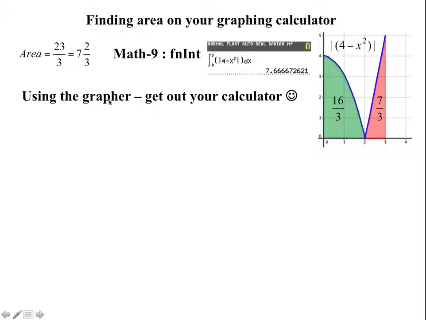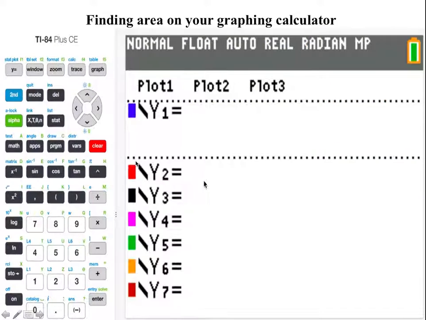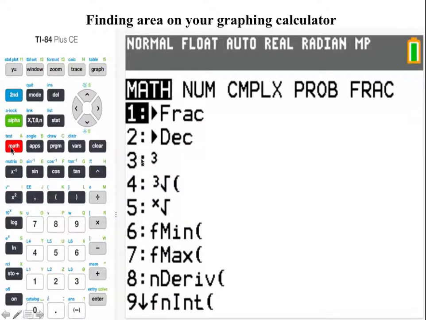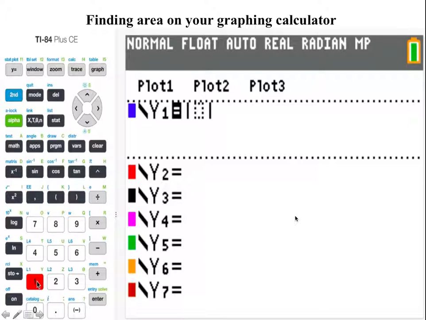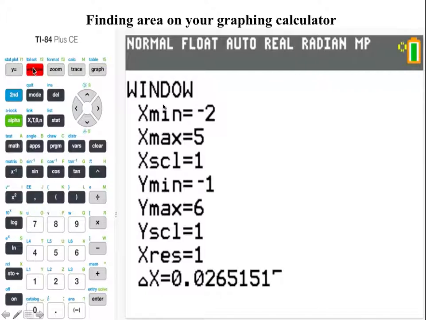Now there is another way to find this value on your graphing calculator, which is kind of neat. You can use your grapher. So if you don't have your graphing calculator, pause the video right now and get that out. And we're going to use the y1 or the y equals function. And so what I've done here is I've embedded a video. So in Y1, I'm going to graph the absolute value. So there's that math num, absolute value. And I'm going to go ahead and put in 4 minus x squared. So there's my function, and then I'm going to graph it.